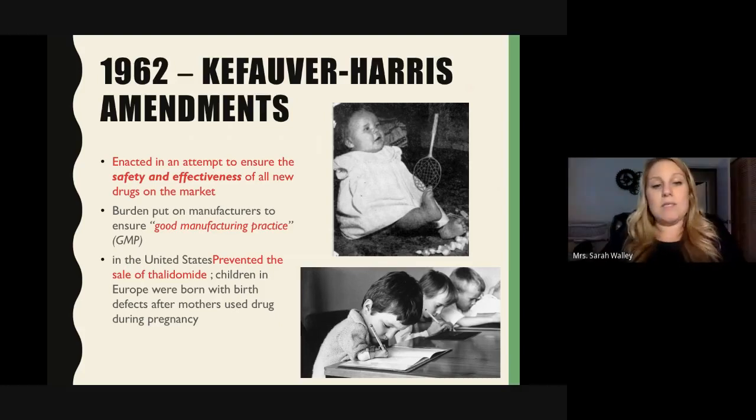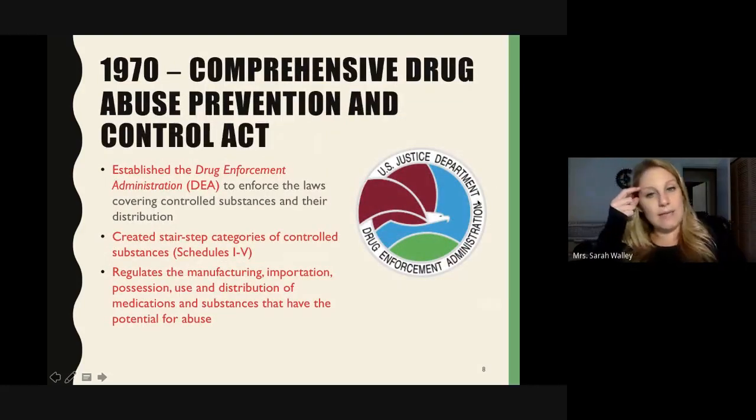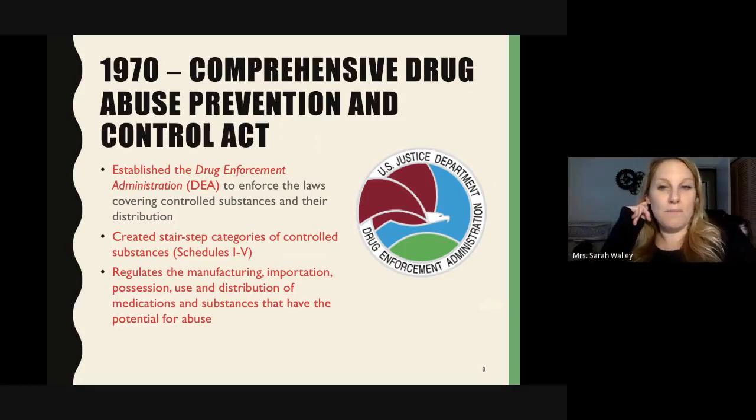Also, in the United States, it prevented the sale of thalidomide because children in Europe were born with birth defects after the mothers had used it during pregnancy. And you can see these pictures of these children with deformed limbs and things like that because of that thalidomide. And that was included in this as well. Okay, so 1970 Comprehensive Drug Abuse Prevention and Control Act. That's a word salad there.